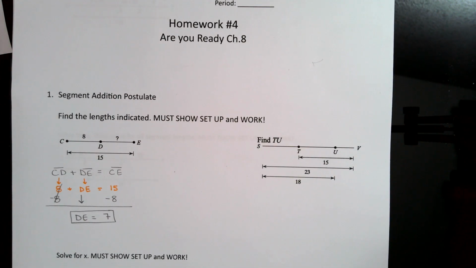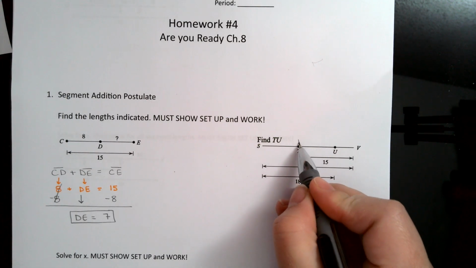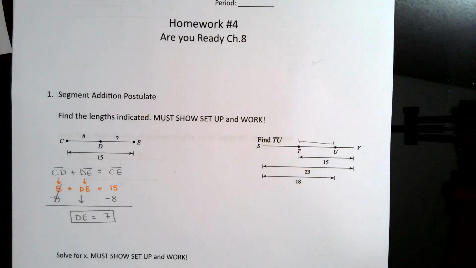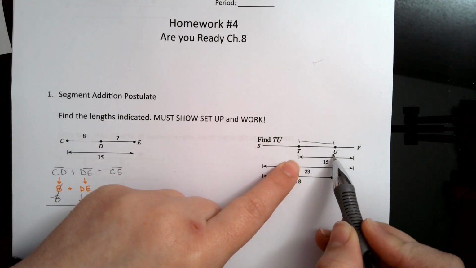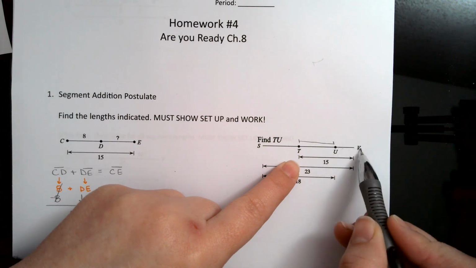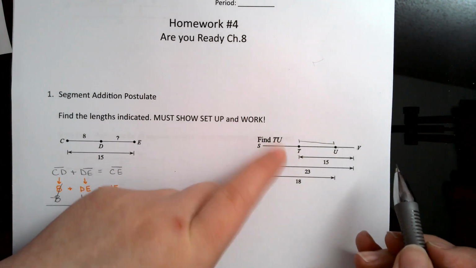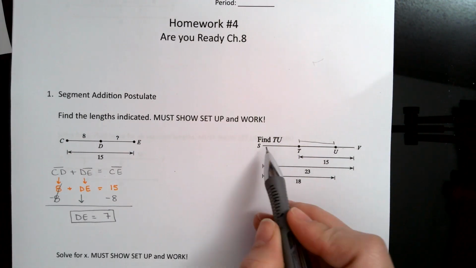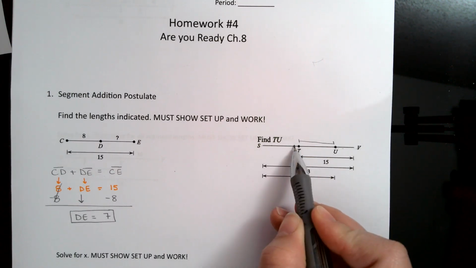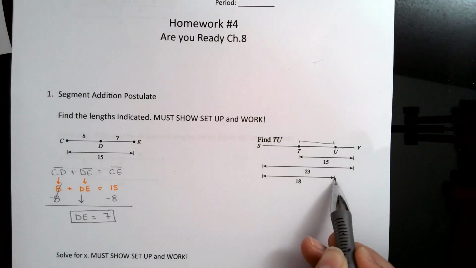For the next one, we want TU. TU is this section right here. We want to do this in 3 steps: our setup, our plug-in, and then our solving. You can do all of your setups, or you can look and see which setups you need. I have TV. I need TU, but I don't know UV. If I knew UV, that could be helpful. Next, I could do a different setup with ST. If I know what ST is, I know what SU is.